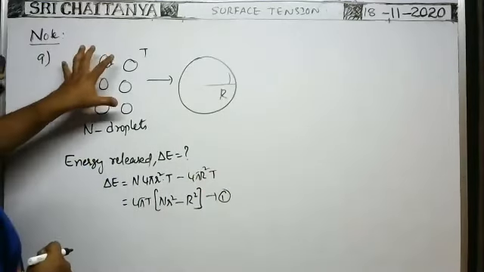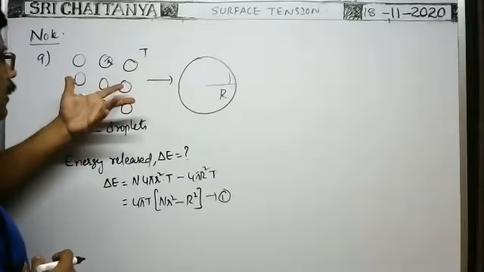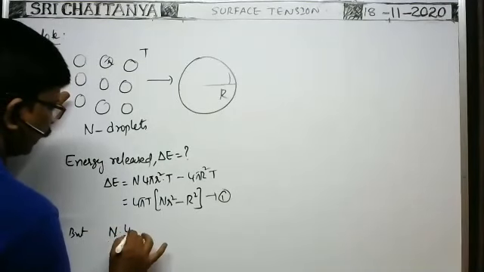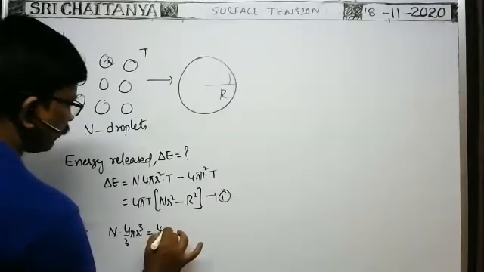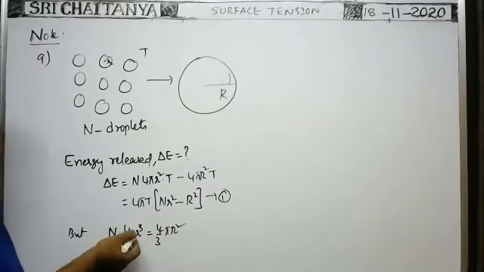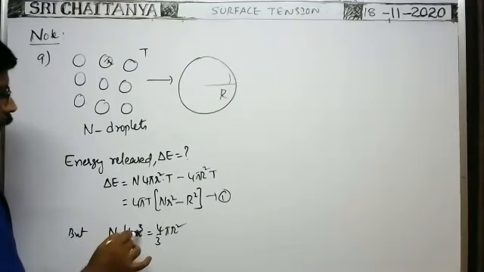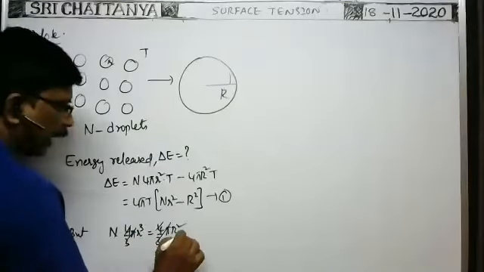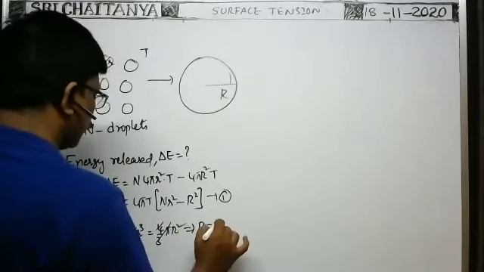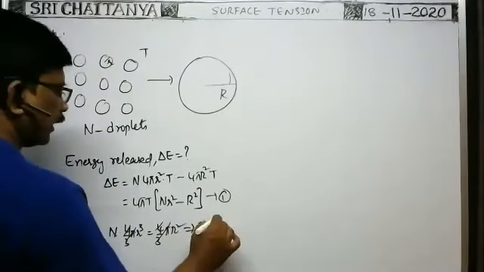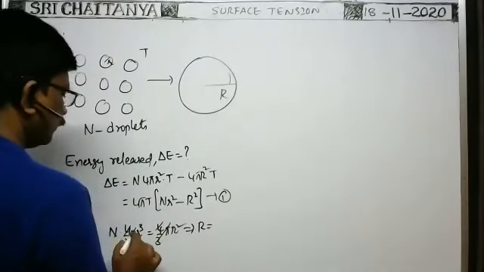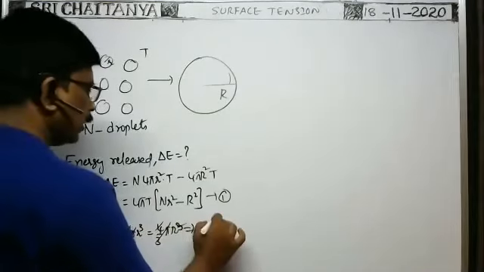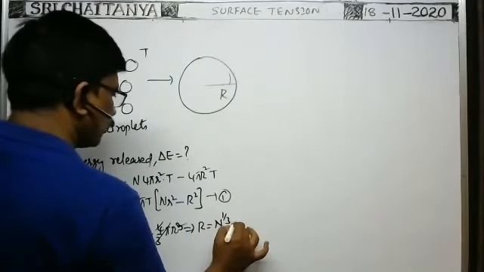But when n identical droplets merge together to form the big drop, total volume does not change. That's why volume of n identical droplets is equal to volume of the big drop. Small droplet radius small r, so n droplets volume is n into 4/3 pi r cube. That is equal to total volume of the big drop. 4 by 3 pi, 4 by 3 pi cancel. Therefore, capital R is equal to, what is the value you will get? Capital R cube equals n r cube, so capital R is equal to n to power of 1 by 3 into small r you will get.